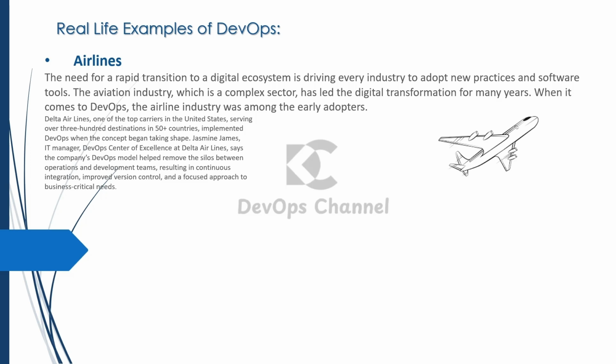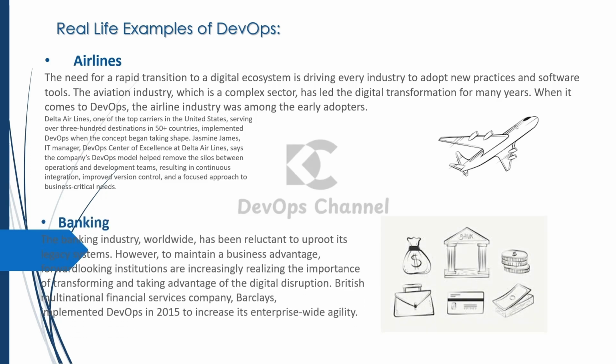Jasmine James, IT manager, DevOps Center of Excellence at Delta Airlines, says the company's DevOps model helped remove the silos between operations and development teams, resulting in continuous integration, improved version control, and a focused approach to business critical needs. So the airline was one of the early adopters of DevOps.